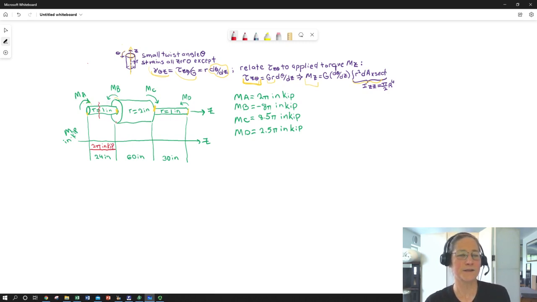When I get to this point, I'm going to basically start twisting back. I've got another applied torque of 8 pi. So if I were to cut the shaft here, the shaft on the right-hand side would have to be opposing whatever the sum of M A and M B is, which is -6 pi. So it would have to then apply +6 pi inch kip.